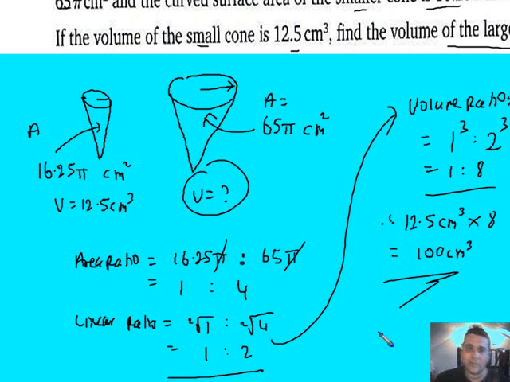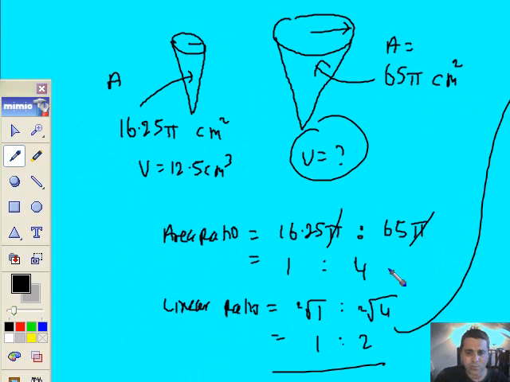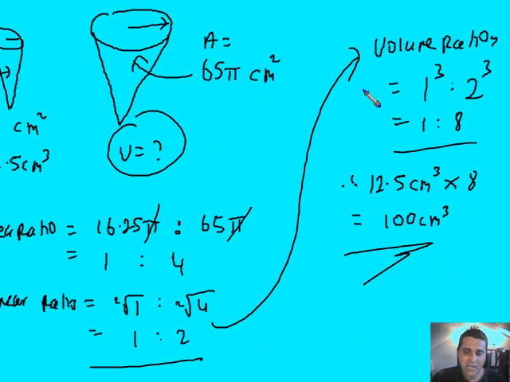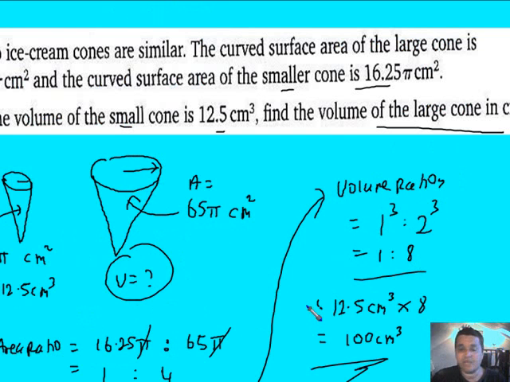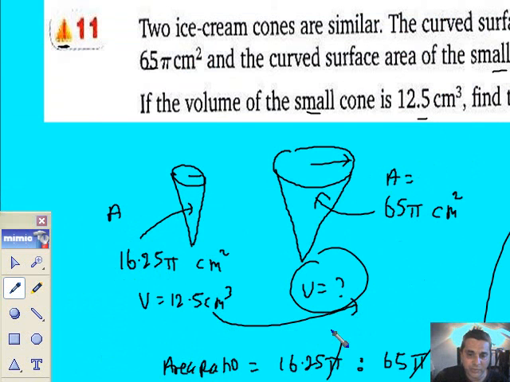Right, so that's it. Let's just review this one. We're given the ratio of areas. There it is, 1 to 4, once you cancel the pi's. You square root down to get the linear ratio, and then cube the linear ratio to get the volume ratio, then use the volume ratio to work out the missing volume. So essentially, I take my 12.5, multiply that by 8, and I get my 100 centimeters cubed of delicious cool ice cream. And I'm going to stop there and start worrying about question 12 because it's got everything in it.